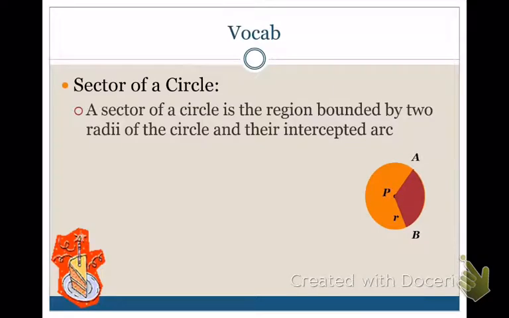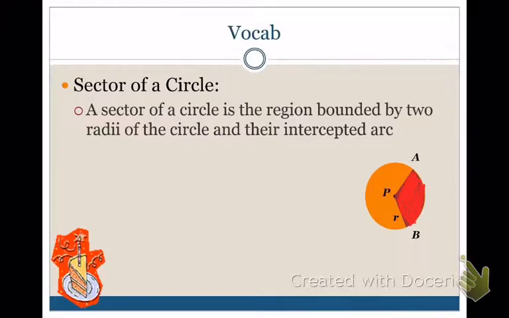All right. Now, the idea of a sector. A sector of a circle is the region bounded by two radii of the circle and their intercepted arc. In other words, the area of the circle is how much paper I would need to cover this entire circle. The area of a sector is how much paper I would need, or how much paint I would need to paint just this piece of the circle. So it's a part of the area of the circle.